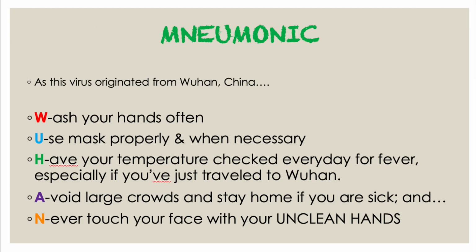Being that the COVID-19 virus originated in Wuhan, China, here's a fun mnemonic for you to remember in order to prevent the spread of this virus. W: Wash your hands often. That is the W for Wuhan. U: Use your mask properly and when necessary.